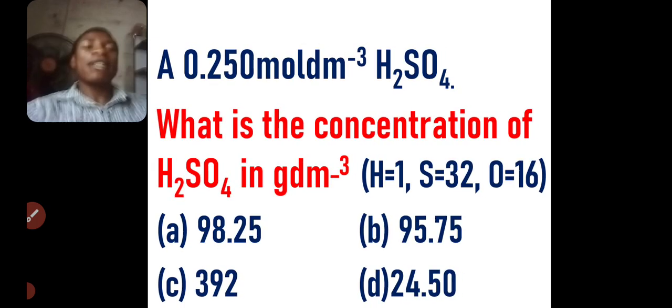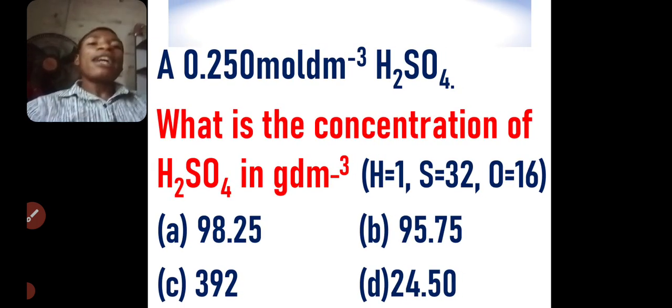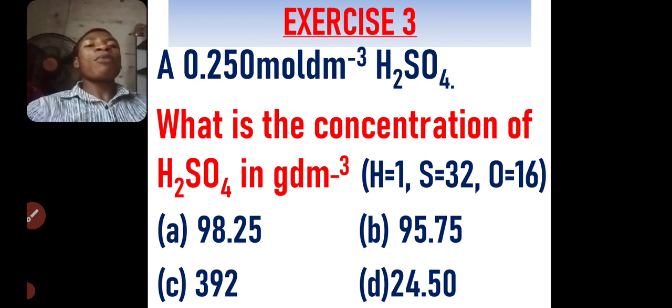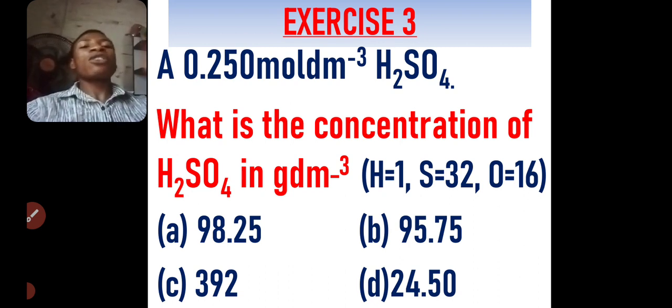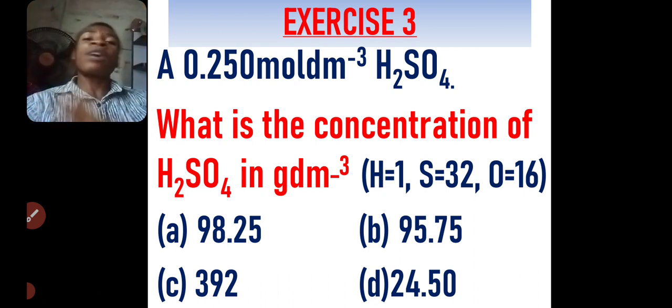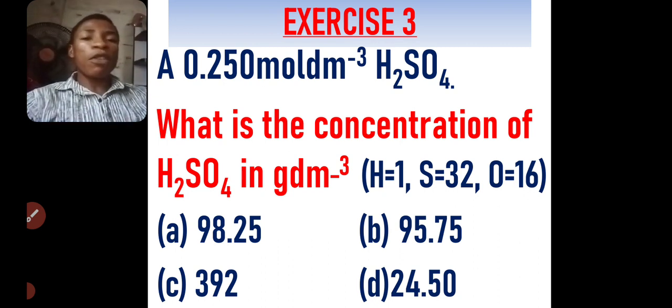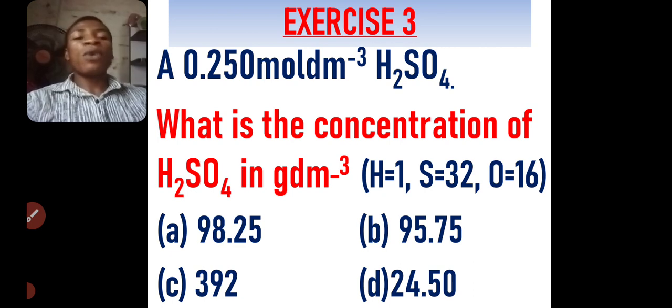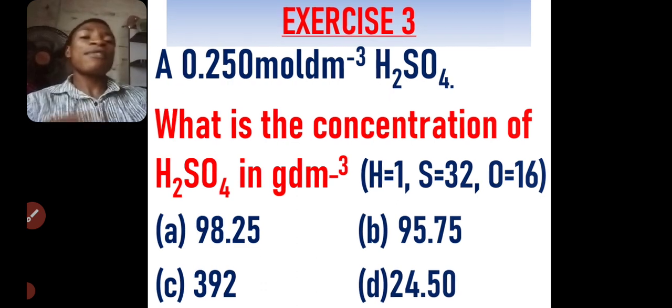Let's see exercise number 3. In this one, 0.25 mole per dm cube of H2SO4 is solution A. What is the concentration of that acid in grams per dm cube? So here we are converting from mole per dm cube to grams per dm cube. You can use example 3 to tackle this question and you'll be right on point. Our H is 1, S is 32 and O is 16. So let's see which of them is the answer. Is it 98.25, 95.75, 392 or 24.50?